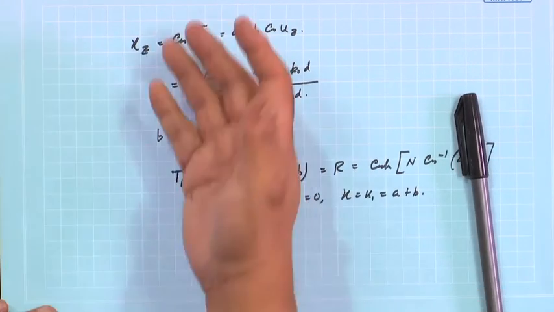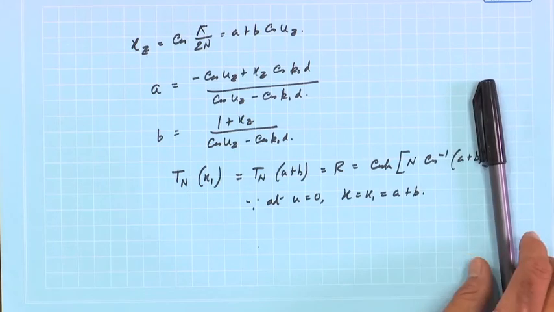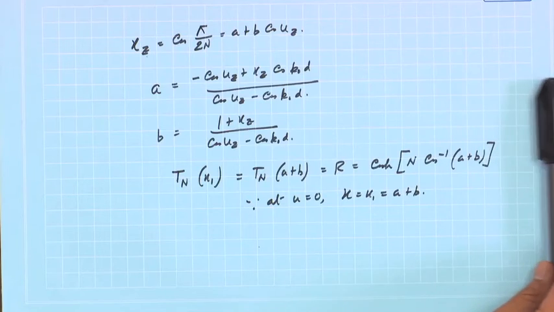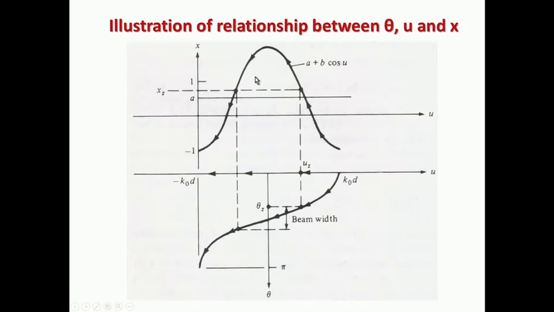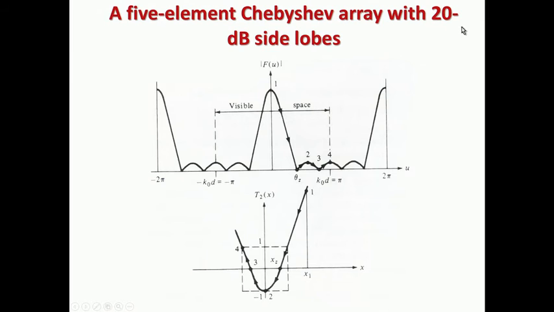So, okay, this is involved. I am not going into details of the derivation, but for the Dolph Chebyshev array you can easily see there are good references available. Now, let us see a design in which 20 dB side lobes are specified. This is the visible space, and you can find out that there are actually 1, 2, 3, 4, so 5 elements used. By that you can get 20 dB side lobes.